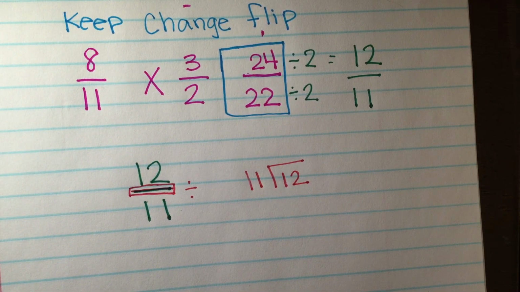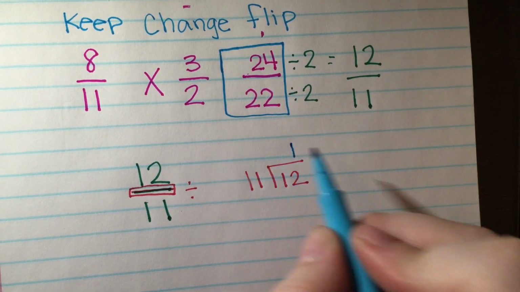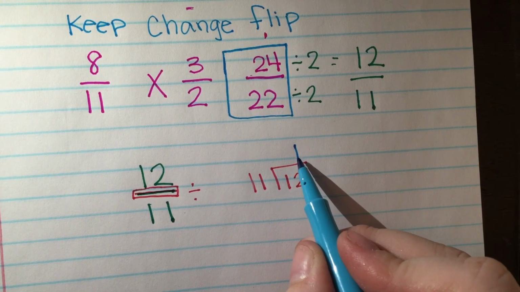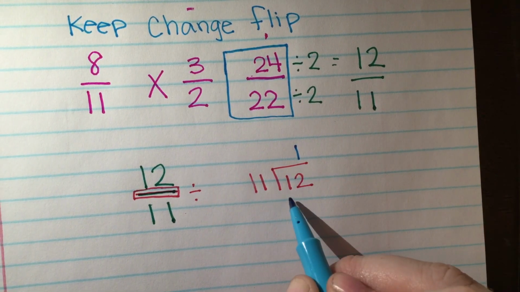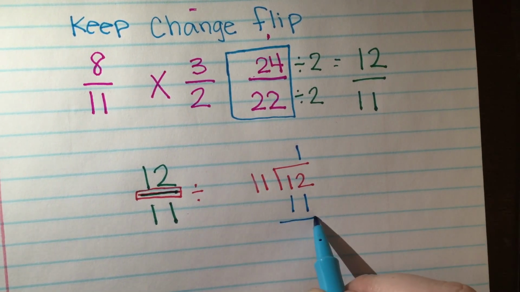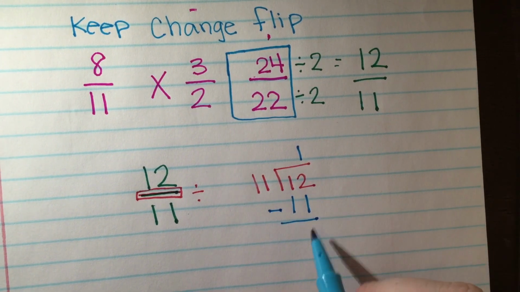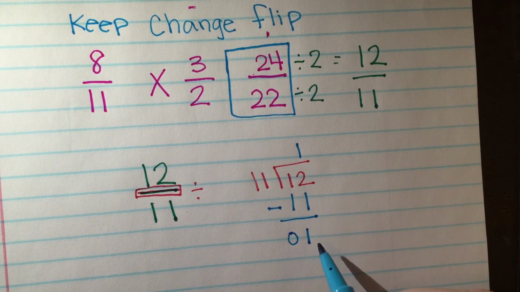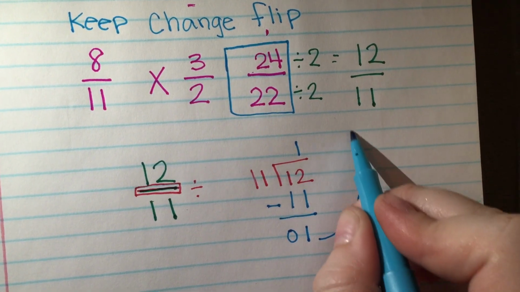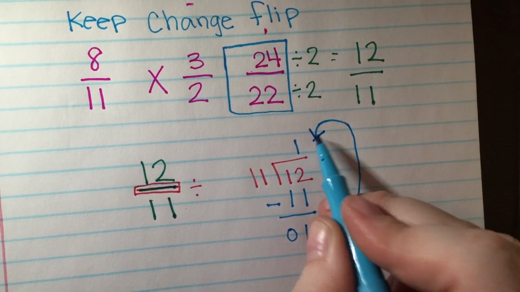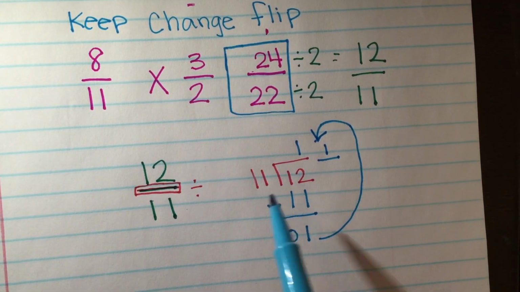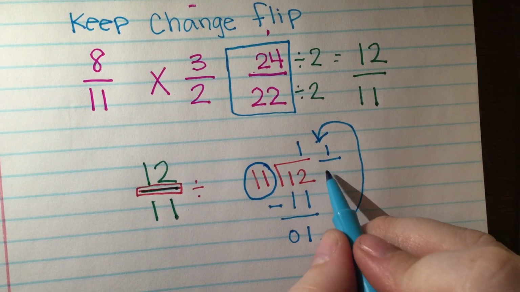And what is 11 into 12? We know that it goes in one time. So we divide: 1. Then we multiply: 1 times 11 is 11. We subtract, giving us 1. And then this 1 goes on a little trip to the top, sits next to his new buddy, and wants to sit on top of his old pal 11.